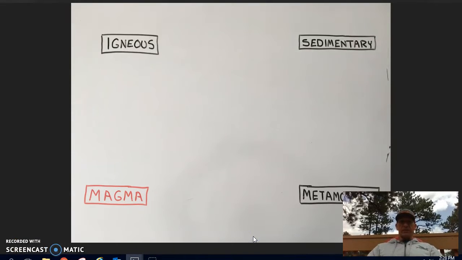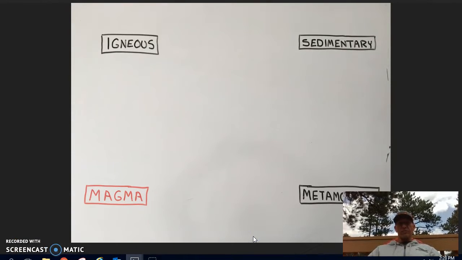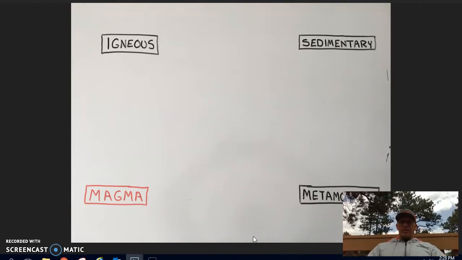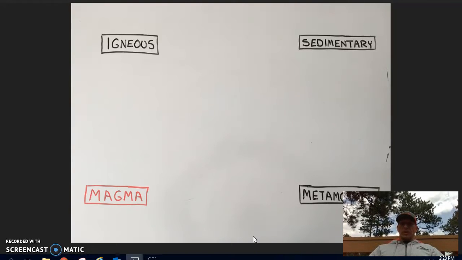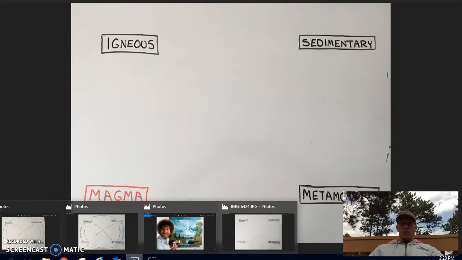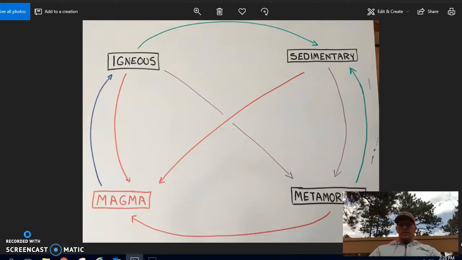So let's start with this, and feel free to pause this video throughout. I'm just going to keep talking. But on your page, maybe turn it sideways, kind of landscape style, and just put these 4 rock types, if you will, in the corners. After you have these drawn in the corners, put little boxes around them, then you are going to draw some lines. So take a second, pause it here, draw these lines.